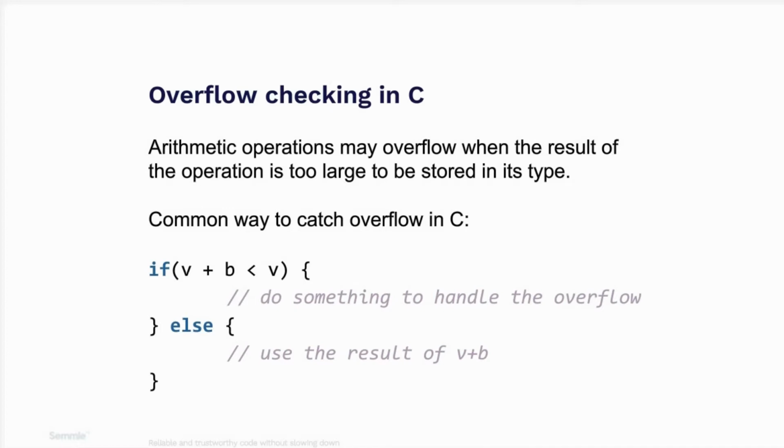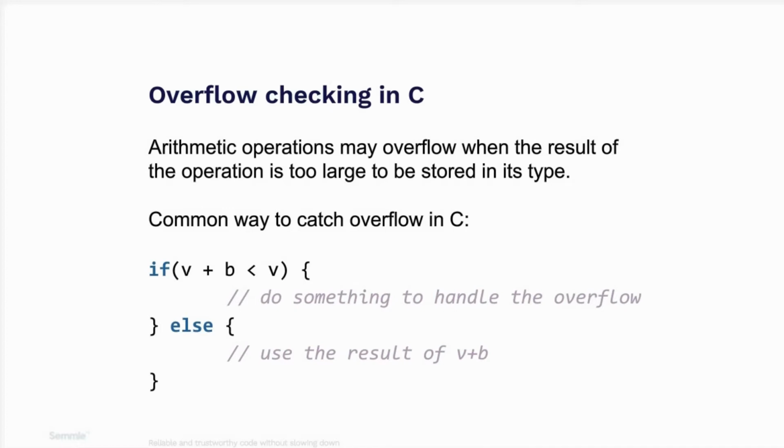So this is specifically related to unsigned integers. If the addition overflows, then what will happen is it will wrap around, and you'll end up with a result that's smaller than either v or b. So this is a way to detect that there wasn't any overflow.